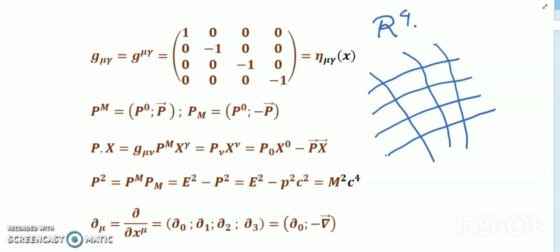We need the convention of the spacetime. This is the eta mu nu. We need the convention. So it's in the absence of gravity, because this is the quantum field. Quantum field is absence of gravity.